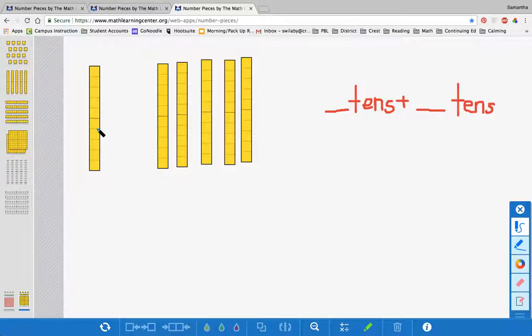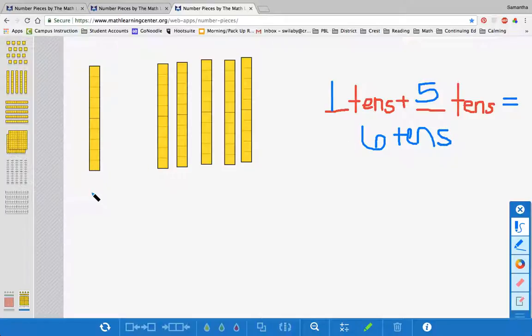So I have one group of 10 here, so 1 ten, and then 1, 2, 3, 4, 5 tens right there. So 1 ten plus 5 tens, I know 1 and 5 is 6, so 1 ten plus 5 tens is going to be 6 tens, which I know really is 60.